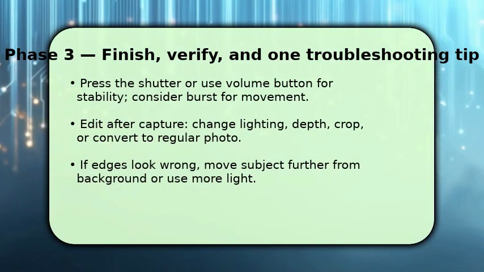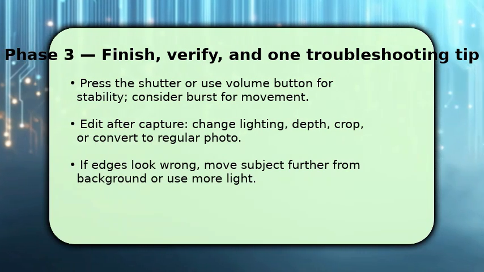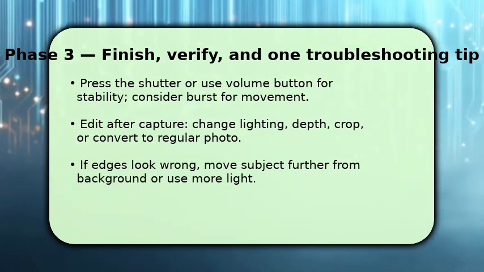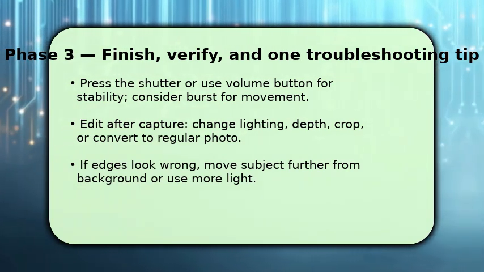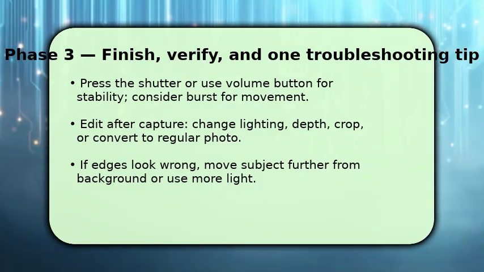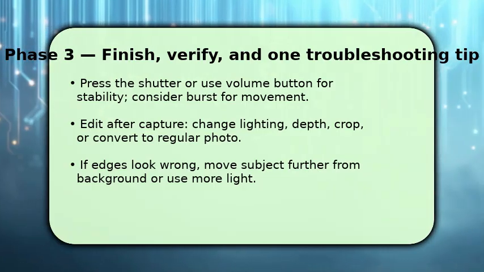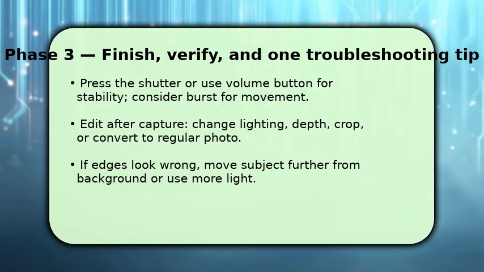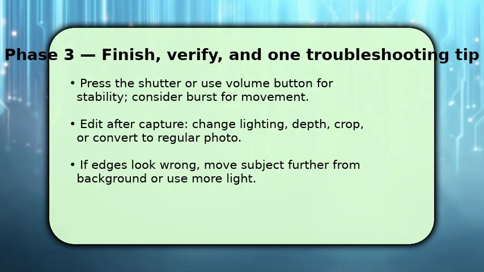When you're ready, press the shutter or use a volume button to reduce camera shake. For action, hold volume for a burst so you can choose the best frame. After capture, open the photo, tap Edit to tweak portrait lighting, adjust depth control, or change crop. This corrects framing and background balance.